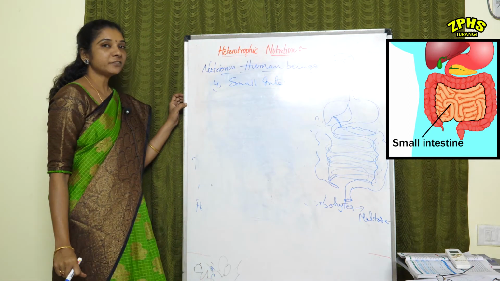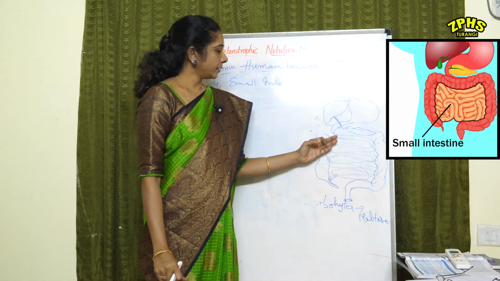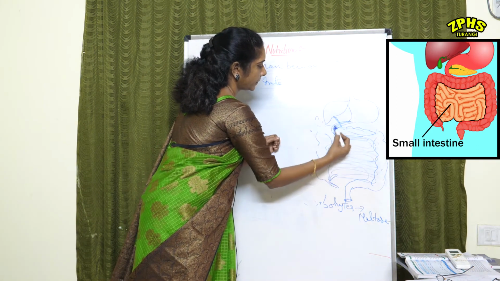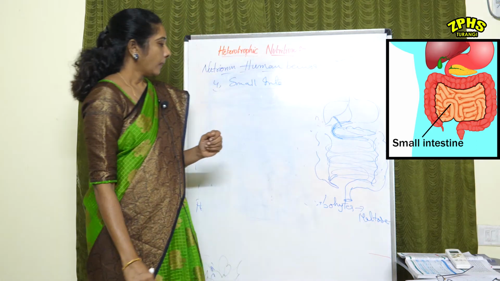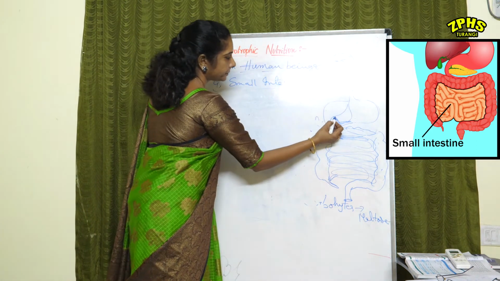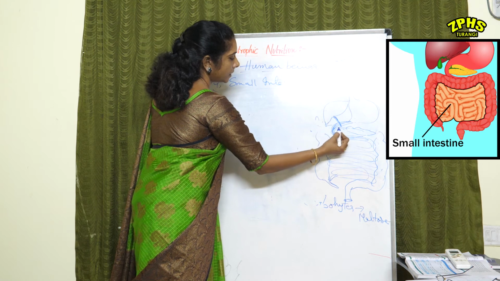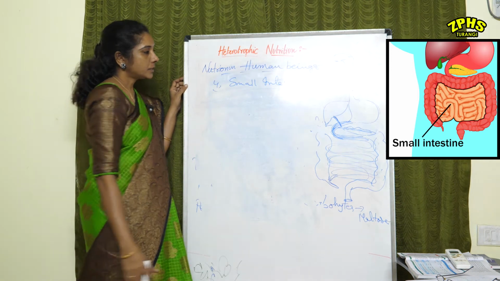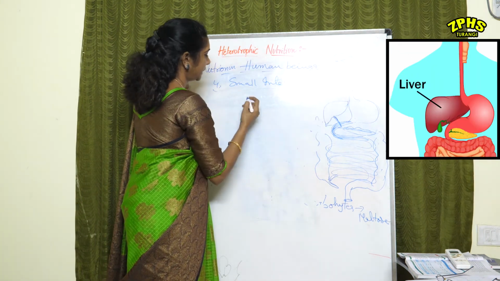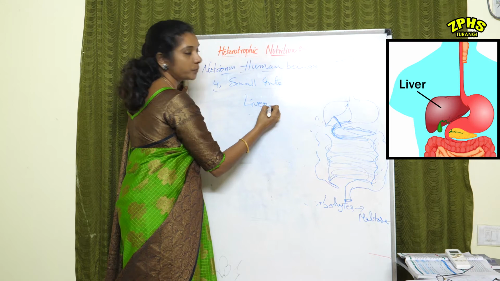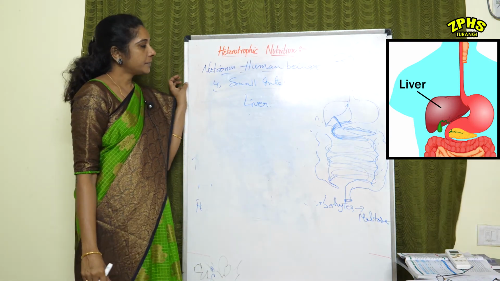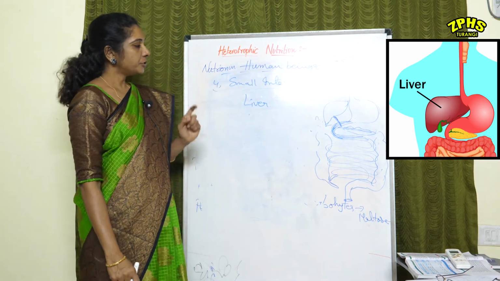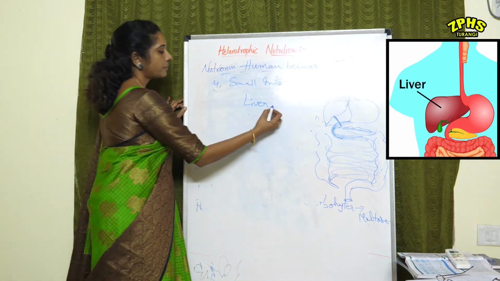But this starting part of the intestine is known as the duodenum, which is U-shaped. This is the duodenum. Here two glands are present in our digestive system which are helpful for digestion. One is the liver, the biggest gland in our body. It is present on the right side of the body, and the juice produced in the liver is known as bile juice.